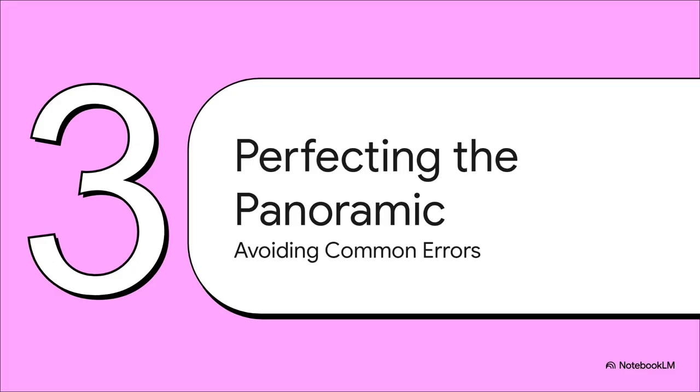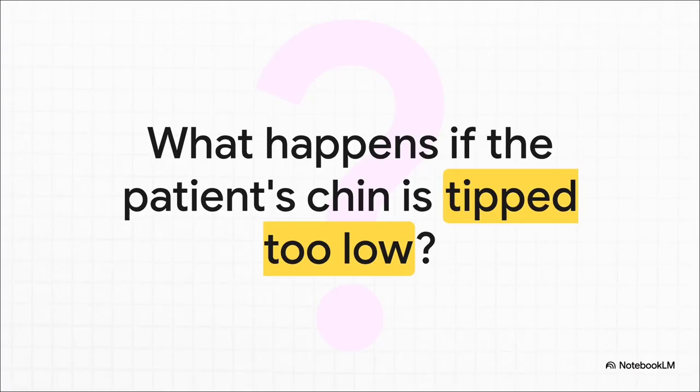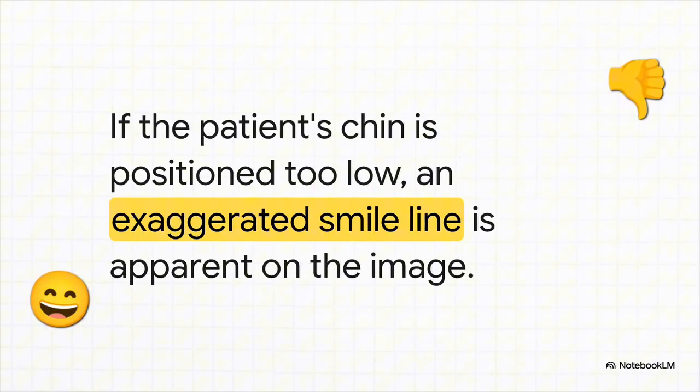You know, getting that perfect panoramic image is a real skill, and it is so easy to make mistakes. So let's run through a few of the most common positioning errors and see exactly what they do to the final picture. This one is a total classic. The patient slumps forward a bit, their chin drops. So, what does that do to our satellite view? You get this crazy, exaggerated smile line curving up across the image, kind of like a smiley face.